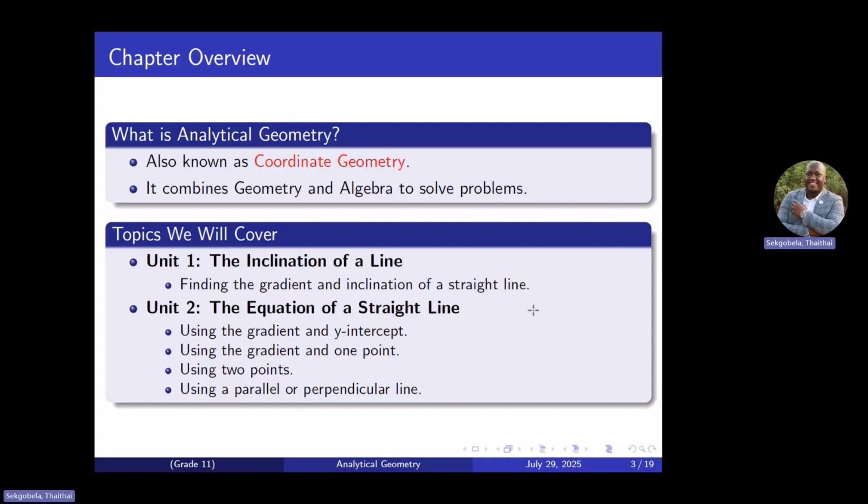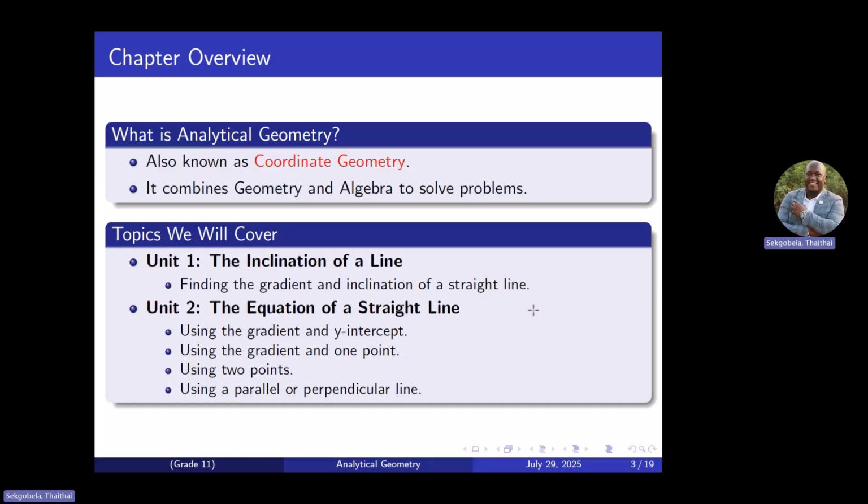In mathematics, one always says it's a bunch of different types of maths that we do. So with analytical geometry, what is known is that we are dealing with coordinate geometry. When one says what is that, we are saying in coordinate geometry, we are combining the geometry and the algebra to solve different types of problems.